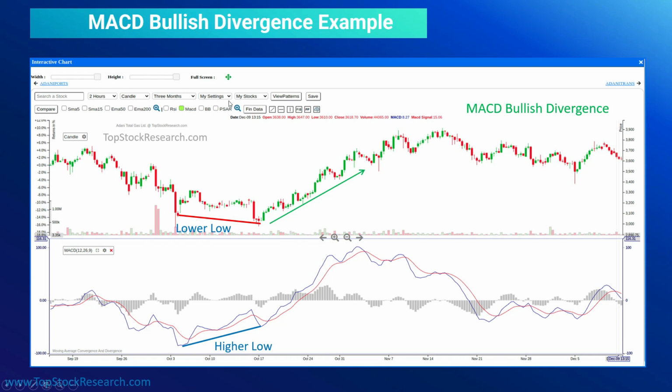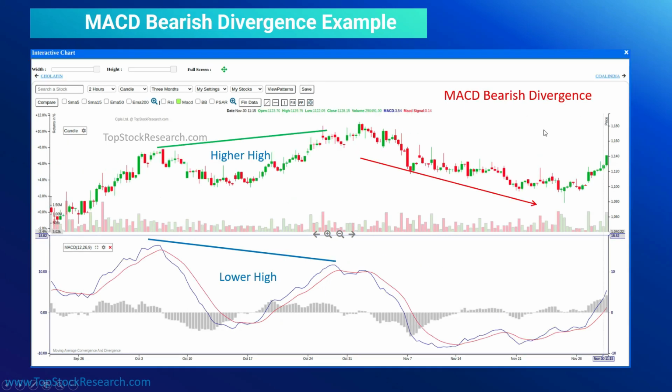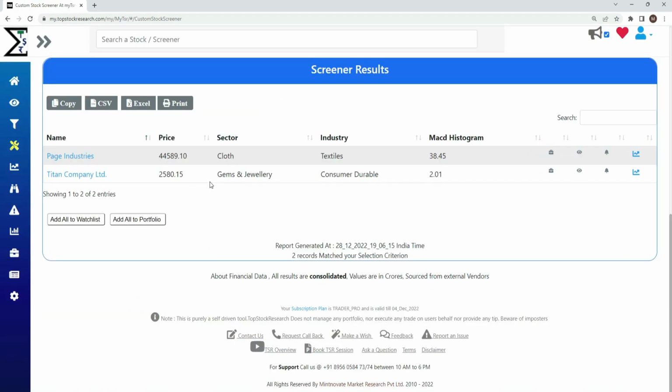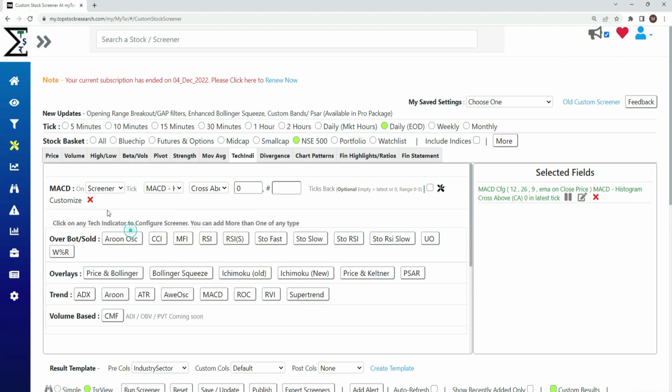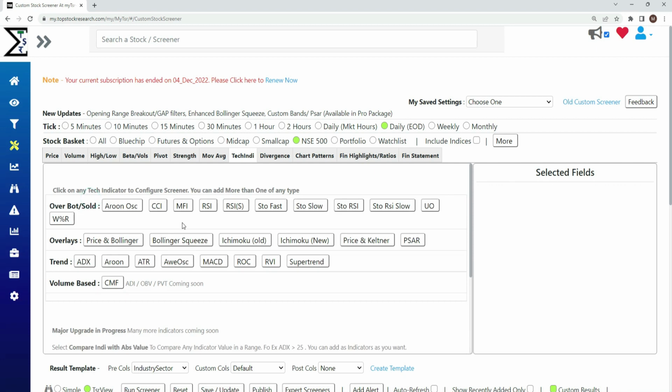Okay, so this is bullish divergence, and this is bearish divergence. Now, if you want to screen in real time, go back, close all these things, all the settings, because that itself is a pretty rare pattern.